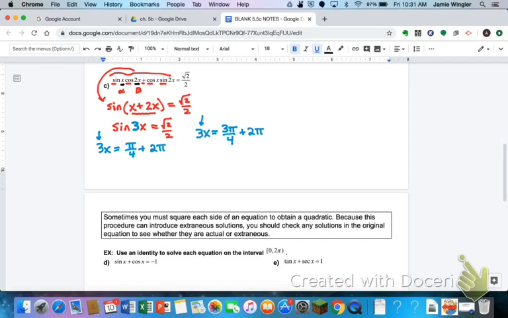My next step is to solve for x. So I'm going to divide everything by 3. I'm also going to divide everything by 3 over here. The 3's cancel, and it gives me x equals, the numerator never changes. To get the denominator, you just multiply 4 times 3, and then we're going to add 2/3 pi to that. So I know one of my answers is pi over 12.